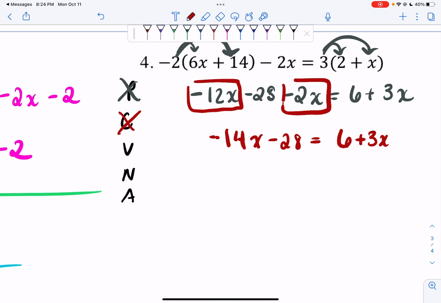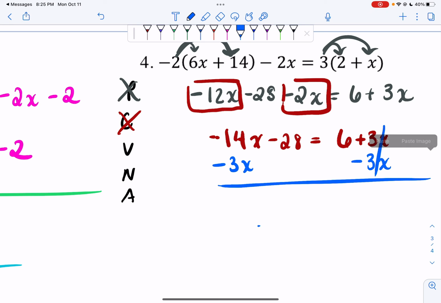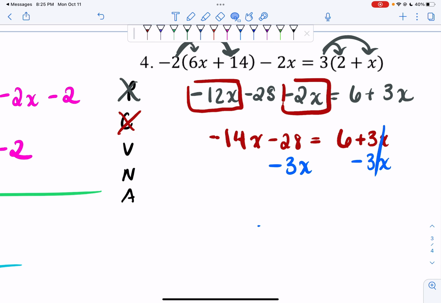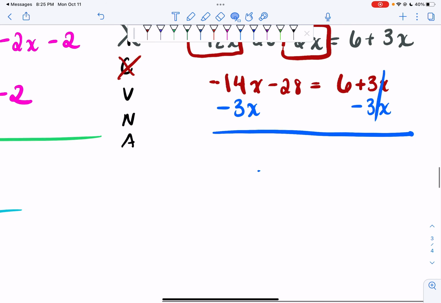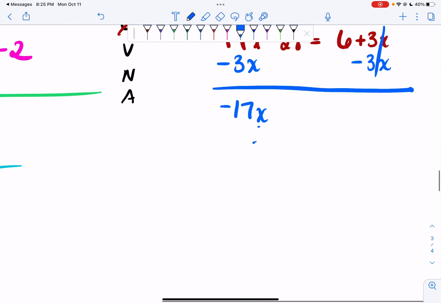Now combine like terms is done. Are my variables on one side? They're not. So I'm going to subtract 3x from both sides of my equation. Notice I don't put my minus 3x under my negative 28. I make sure that when I move it here, I'm going to put it right under my negative 14x because these are like terms. Notice they both have an x. So negative 14 minus 3 gives me a negative 17. So I have negative 17x minus 28. My pencil is going crazy. Equals 6.